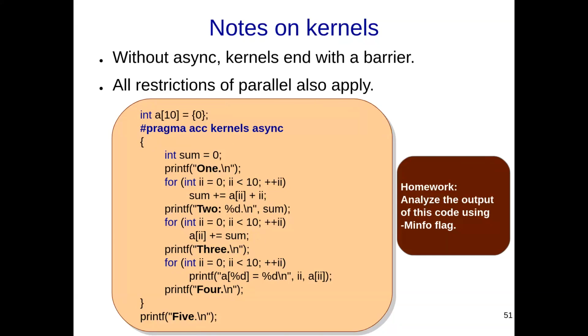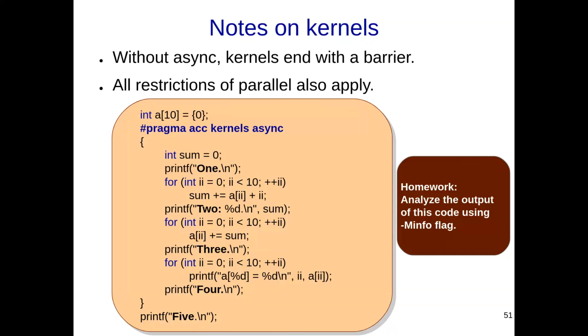And this A of I is nicely parallel. And the array A also needs to be copied on the GPU, but in this case, it so happens that the array is already on the GPU because of the first kernel. So it doesn't need to generate any copy in. And then A of I plus equal to sum will get executed in parallel on the GPU.